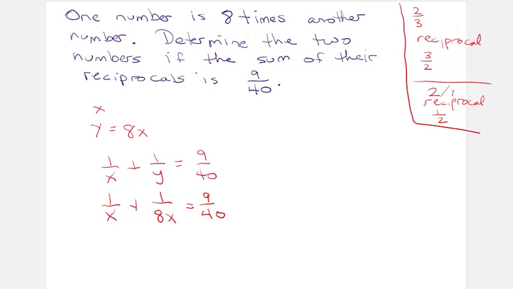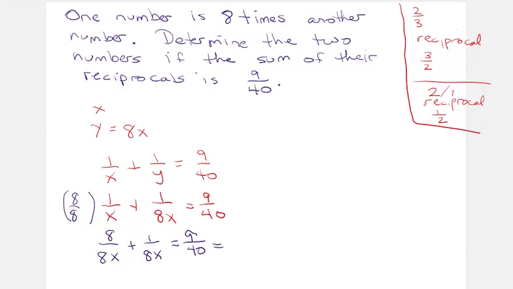Now, whenever we want to add two fractions, we have to get a common denominator. I don't really care about the right-hand side with the number, because we're trying to make it equal to that number. But I can say that the only way to make these the same is if I multiply this by 8 over 8, because I'm only multiplying by 1, right? 8 divided by 8 is 1, so I haven't changed this. But now I will have 8 over 8x plus 1 over 8x is equal to 9 over 40.